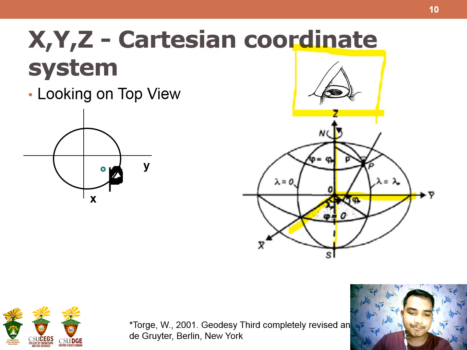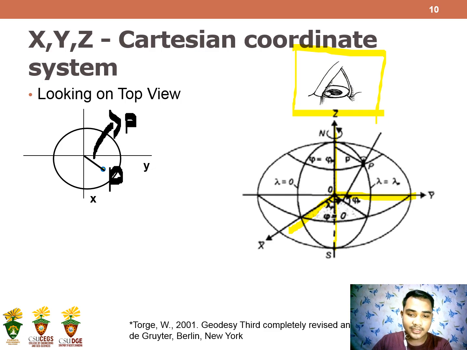Big letter P. And there is a line that will connect from the center of the ellipse going to the point P. We call that the radius of the parallel, or that is denoted as small letter p. This is a small p. Yeah, small letter p. So, if that is going to be connected.